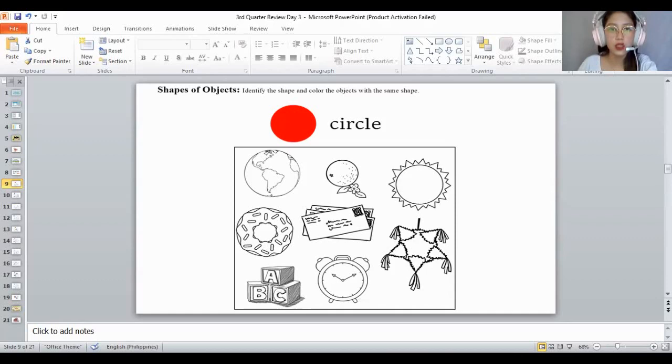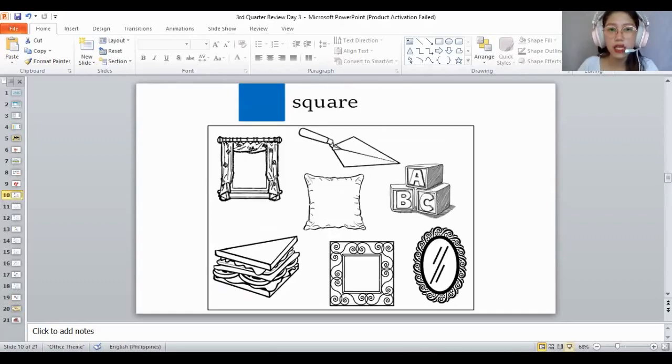How about the next one? What shape is this? It's a square. Let's look for all the squares and let's color them using the color blue. The square, a square, a block is a square, and a frame is a square. Again, what shape is this? It's a square. Very good.